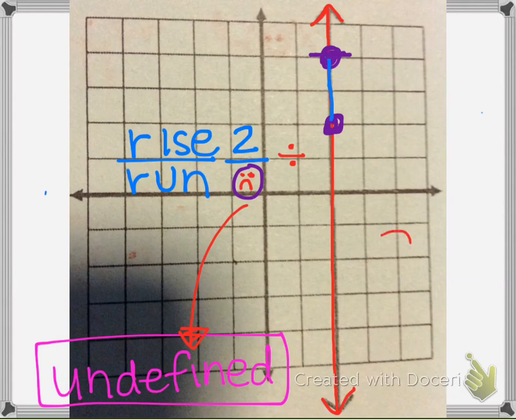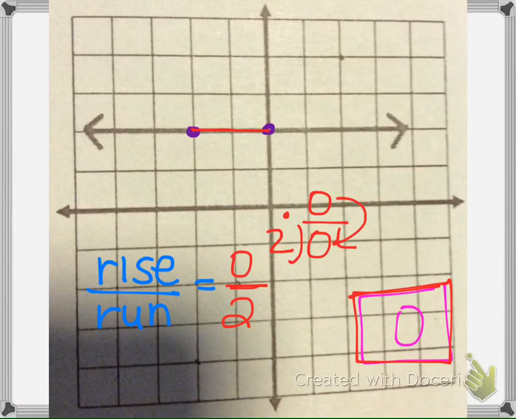Whereas this one over here, 2 divided by 0, that's not possible. Nothing can multiply by 0 to get 2. It's not possible. We call that undefined, whereas this one, 2 times 0 is 0. So 0 divided by 2 is 0, whereas 2 divided by 0 is undefined.